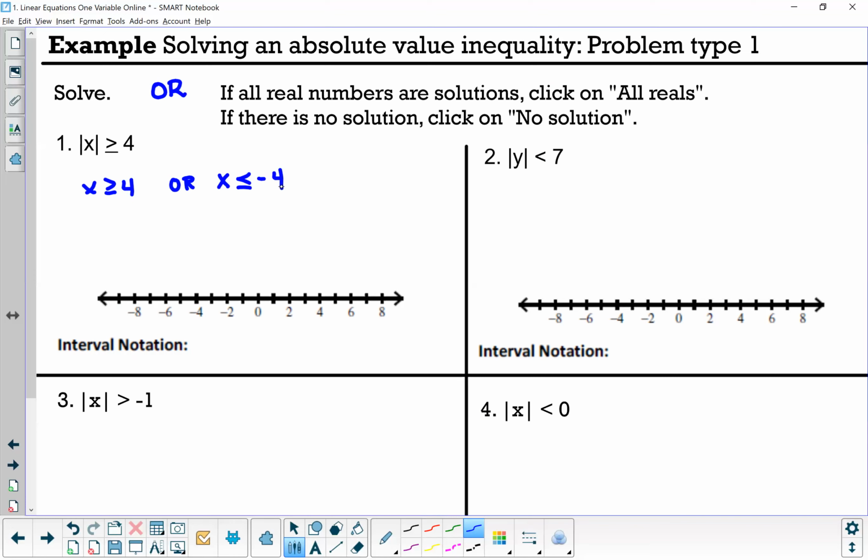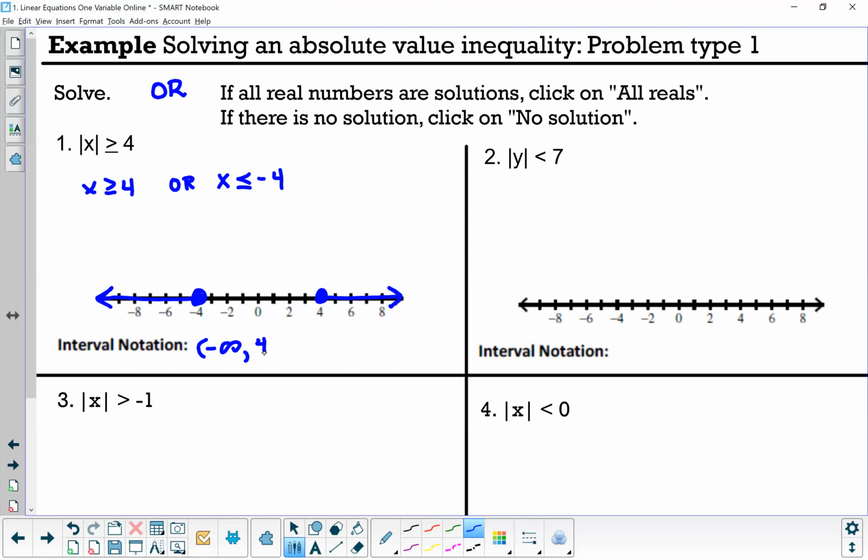That is the equivalent. Now I can graph these. So x is greater than or equal to 4, solid circle at 4, and then I'm going to the right. And then the second part of this, solid circle at -4, and I'm shading to the left. There's my complete graph. And in my interval notation, I'm going to write parenthesis, -infinity, comma 4.